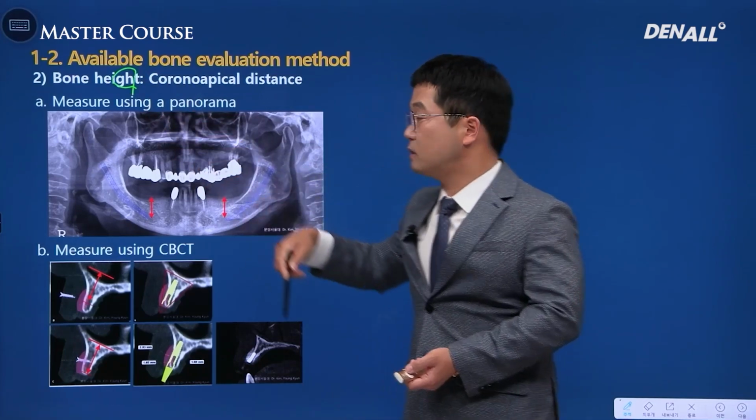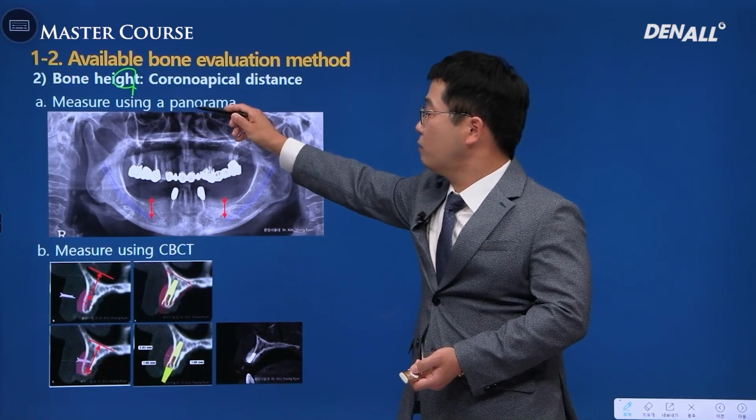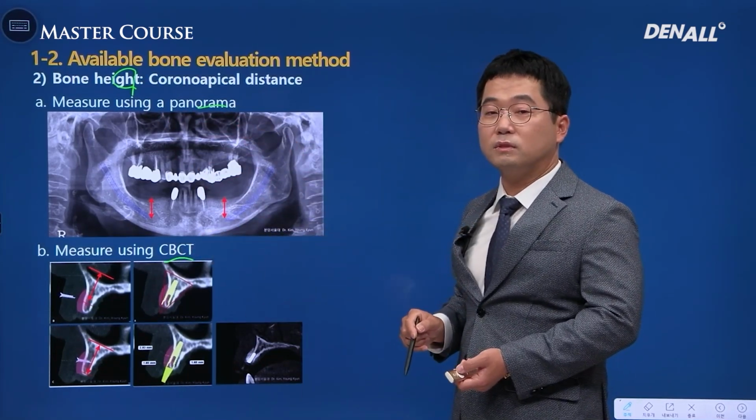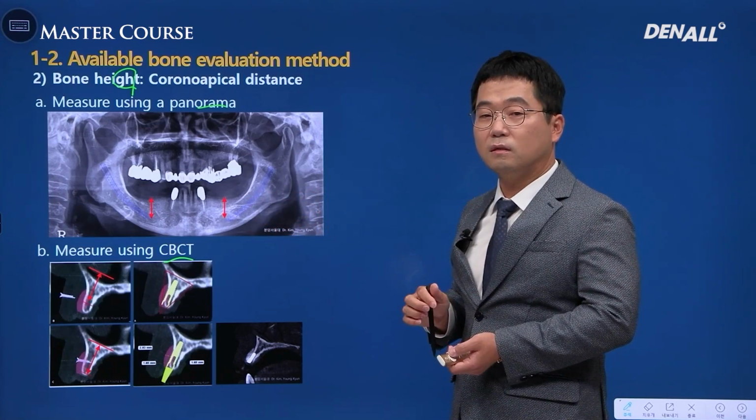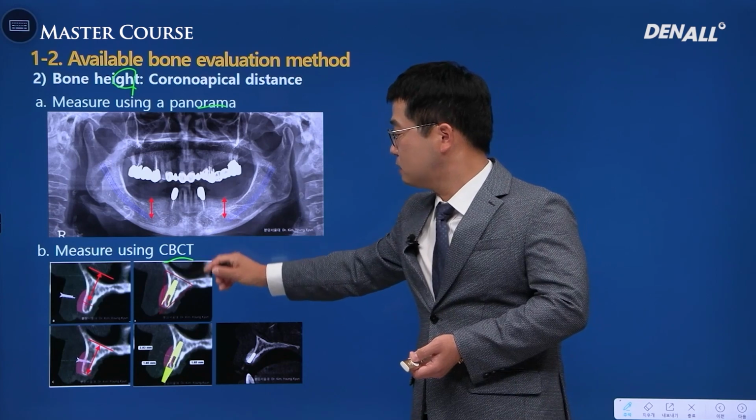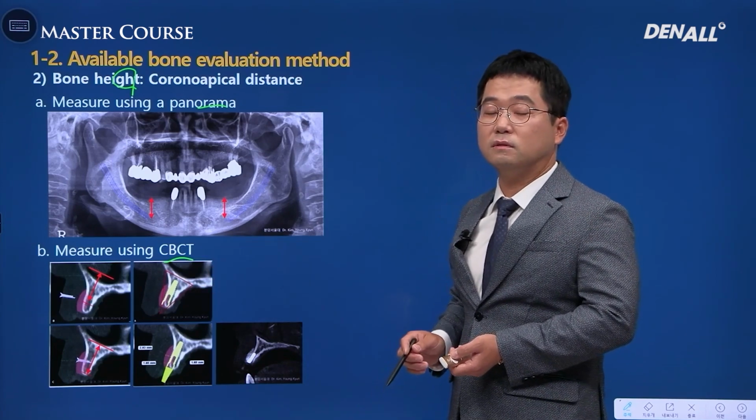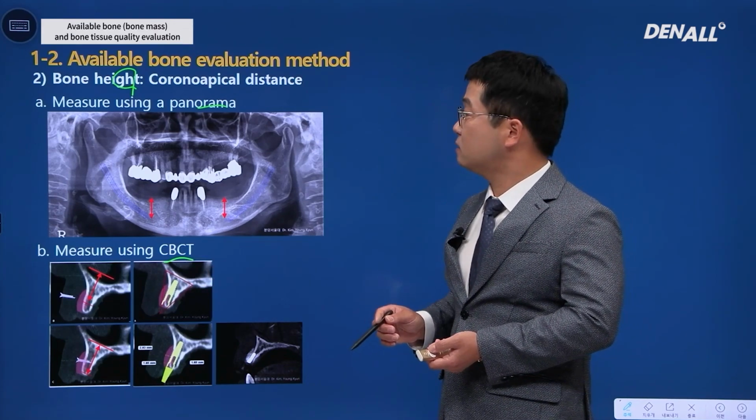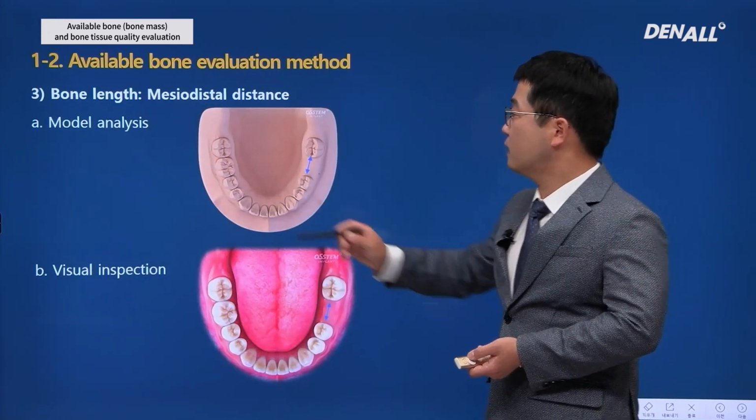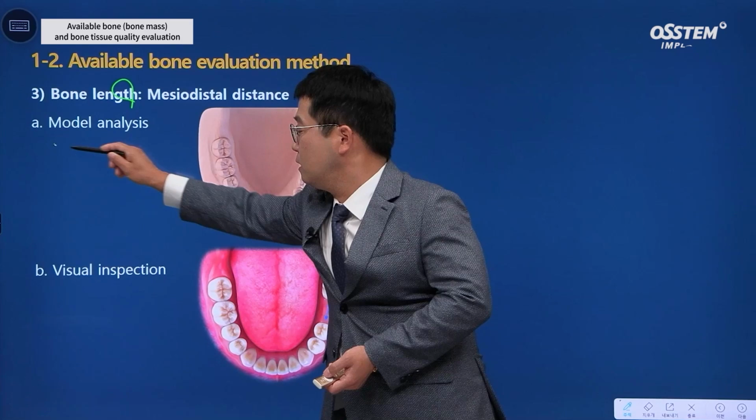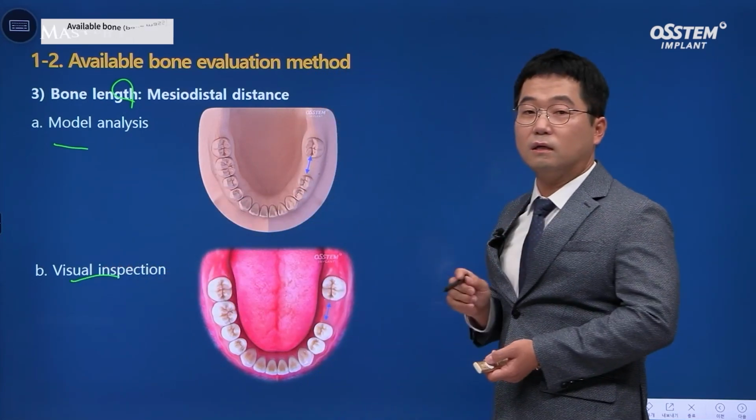Also, I would like to talk about bone height. You can evaluate using a panoramic image or CT. A panoramic image is about 25% expanded, and CT is almost the same as the exact thing. Finally, for bone length, you can do model analysis or visual inspection.